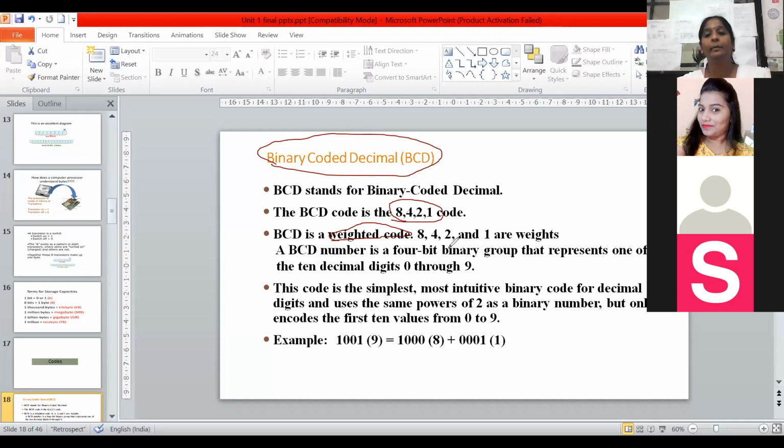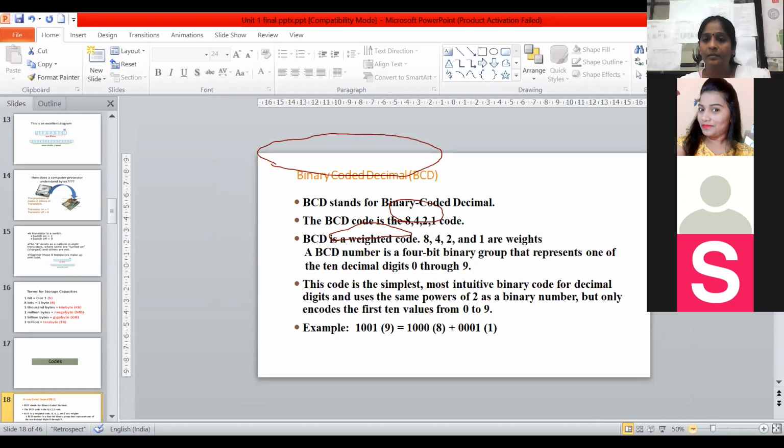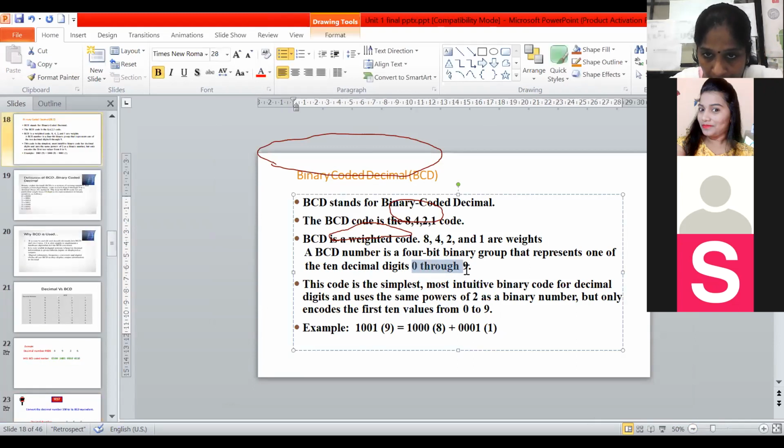Okay, then here it is. A BCD number is a 4-bit binary group that represents one of the 10 decimal digits, 0 to 9. We consider only 0 to 9 in BCD. The decimal number system has many numbers, starting from 0 and ending at infinity. Out of that, how many codes are we going to use? We are going to use only 0 to 9.